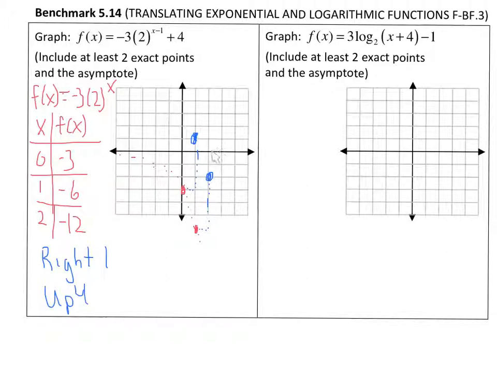This red graph will never touch that line. It gets closer and closer. So I actually need to bring this asymptote up 4 as well. You don't have to move it over because it really won't make sense to do that. But I've got to move the asymptote up 4. So I'm also going to put an asymptote right here.